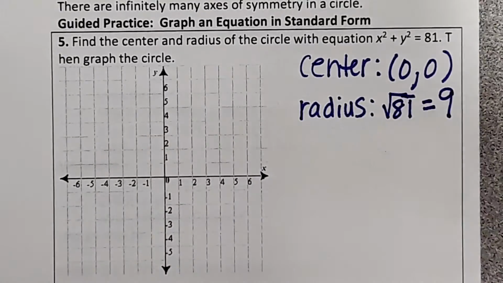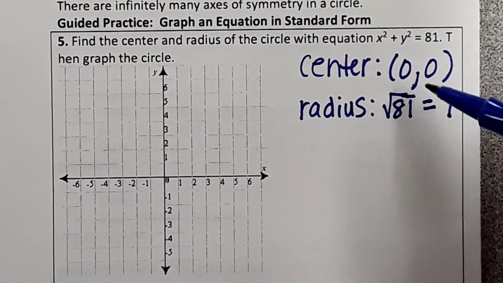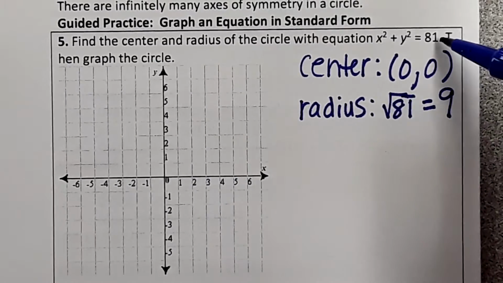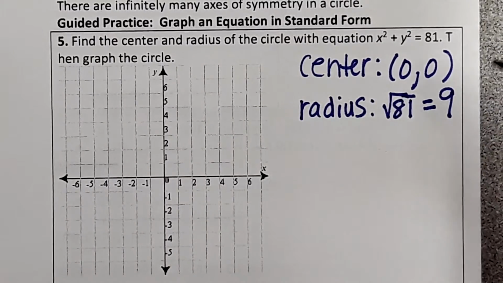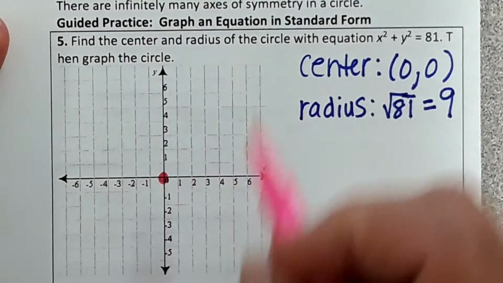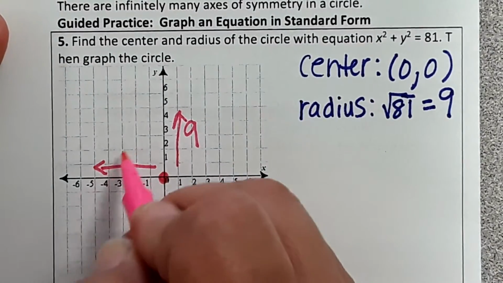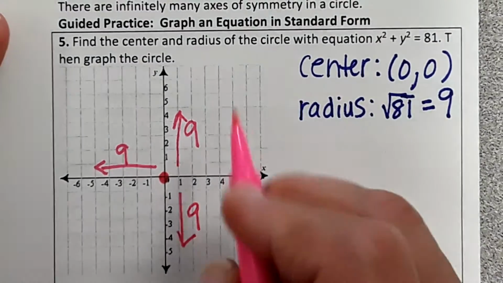So again, if you're at home, x squared plus y squared equals 81. I know my center is (0, 0) because it's x squared plus y squared. My radius squared is 81, so to find my radius, I take the square root of 81 and I get 9. So we're going to put a point smack dab in the middle of the graph, which is (0, 0). And then we're going to go up 9, left 9, down 9, and to the right 9.